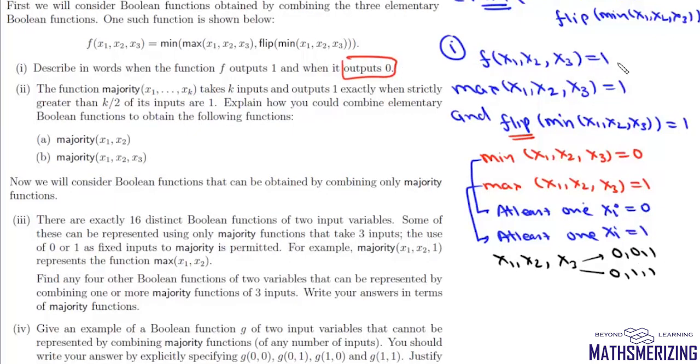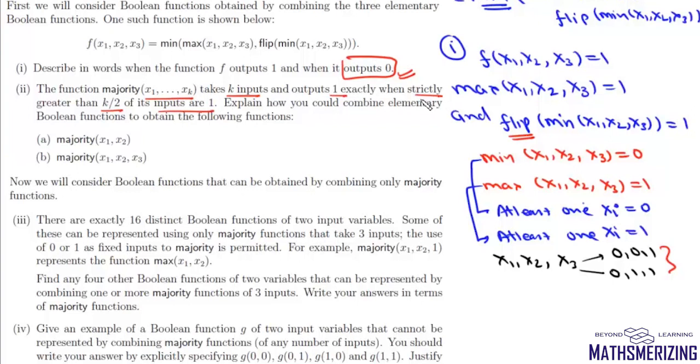So basically it'll output 1 in these cases when at least one of them is 0 and one of them is 1. And in all other cases, this function will output 0. So we need not even work that out. Now the second part is the function majority x1 up to xk takes k inputs and outputs 1 exactly when strictly greater than k by 2 of its inputs are 1. So if more than k by 2 inputs are 1, then it'll output 1, else it'll output 0.